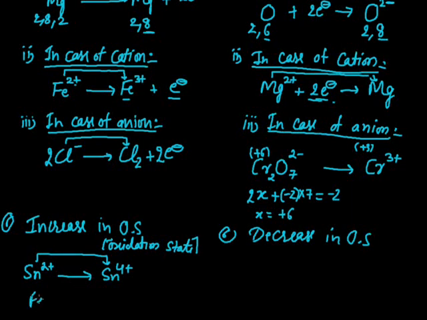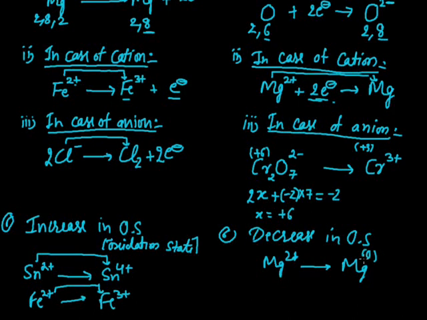We can take another example, Fe2+ converts into Fe3+. This is also an oxidation reaction, because Fe2+ converts into Fe3+, or we can say that there is an increase in OS. And now we can take the example, Mg2+ converts into Mg. Here OS of Mg is +2, here OS of Mg is 0. So we can say that there is a decrease in OS, so this is a reduction.